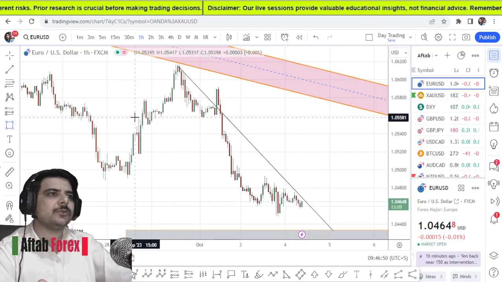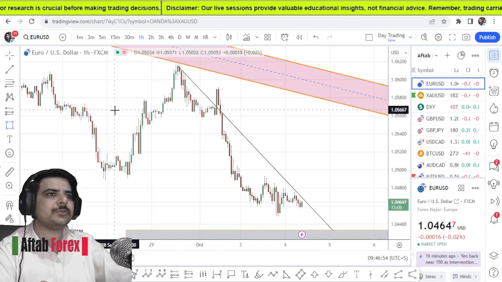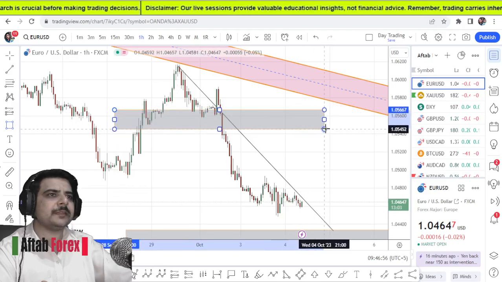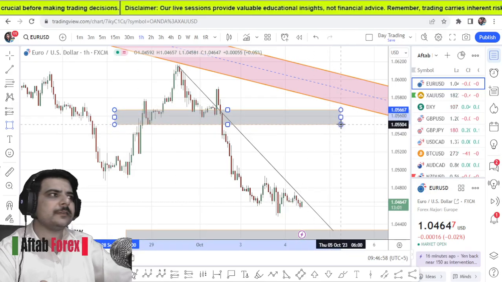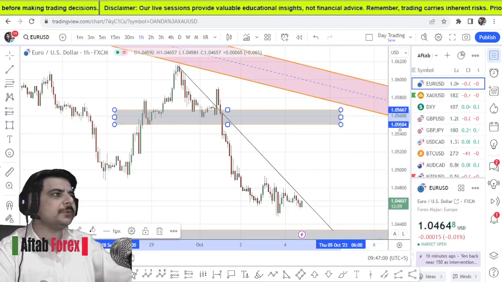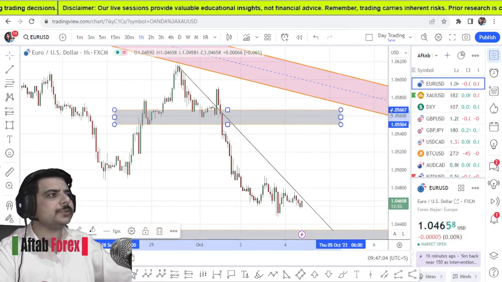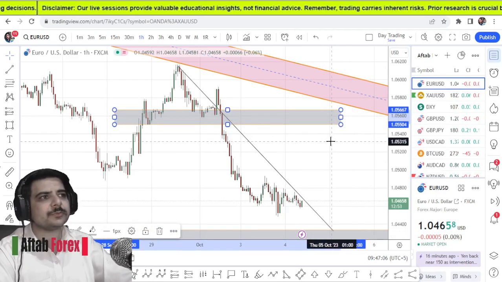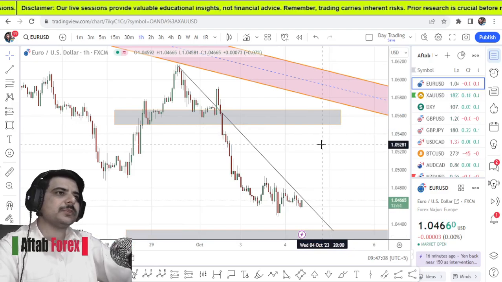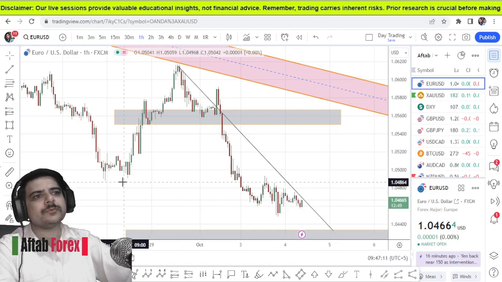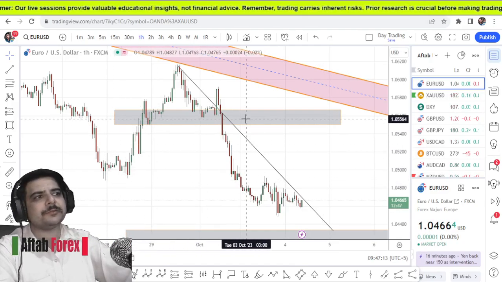So this whole area of 1.05504 and 1.0566 will be a resistance zone with us, right? Because why? Because we have got a break of trend.